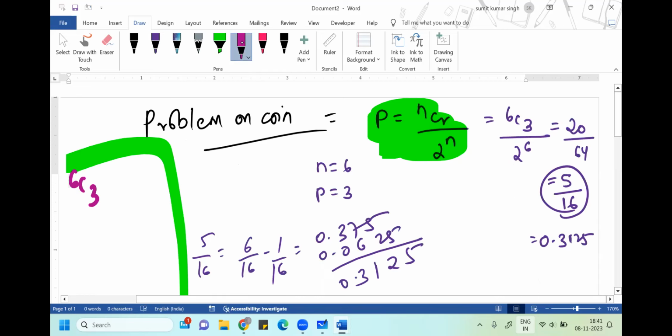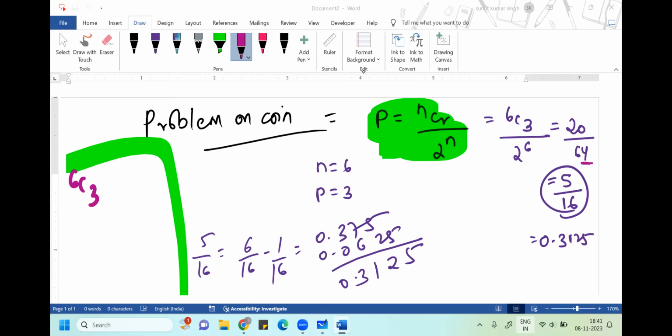Clear na everyone? So this I wrote directly because I know the value, and then 2 to the power 6 is 64. Everyone remember na? 2 to the power 1, 2 to the power 2, 2 to the power 3, 8, 2 to the power 4, 16, 2 to the power 5, 32, 2 to the power 6, 64, 128, 256, 512, 1024, 2048, 4096. All the powers of 2 you have to remember, and that way your calculation will be fast.